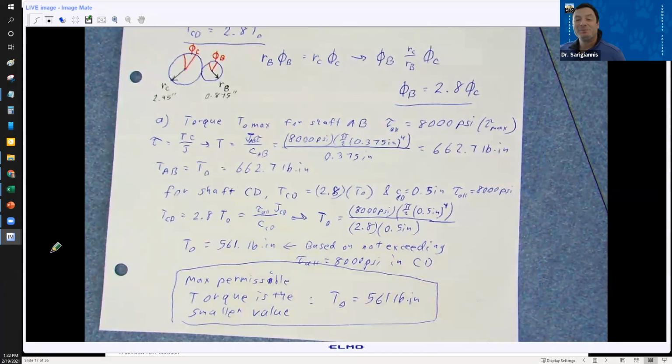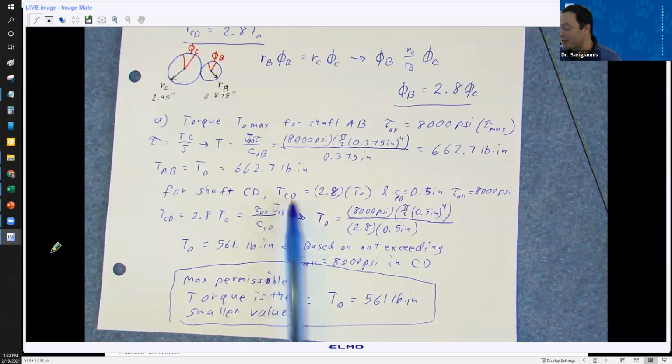Why is that? Because of T naught, you could have seen right here that CD was going to be the limiting case, because we're going to wind up with a larger torque. I mean, you had to still do the calculations, but TCD is 2 times that of T naught.